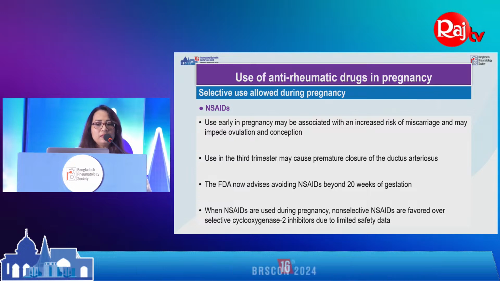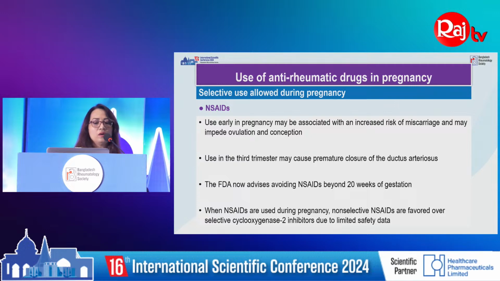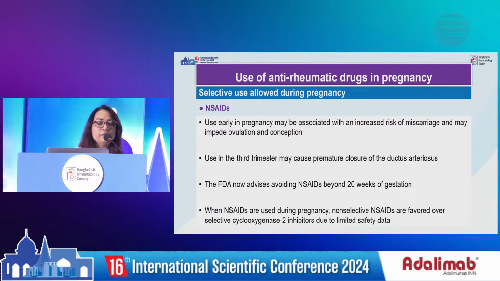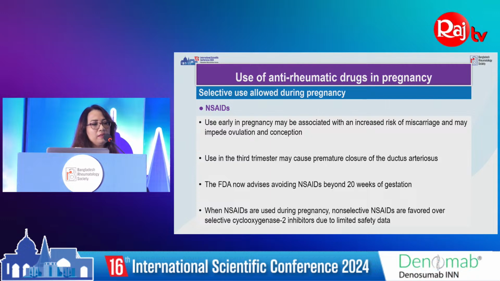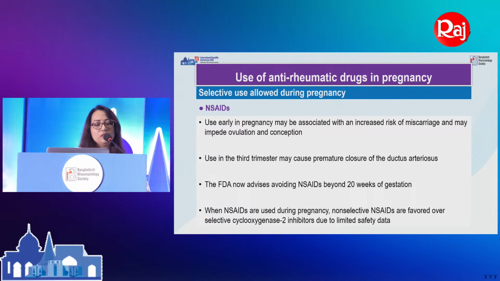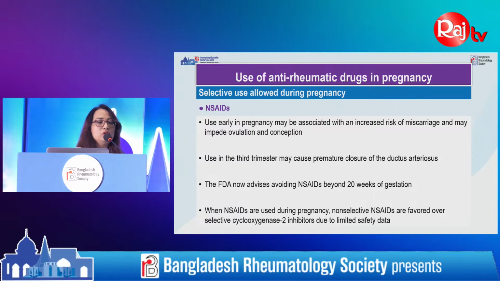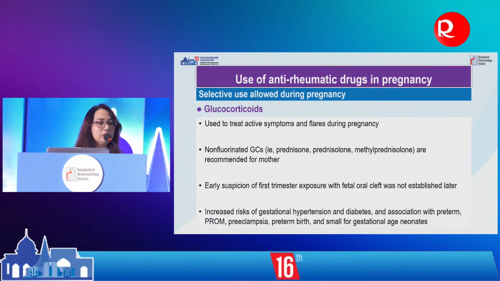Use in early pregnancy may be associated with increased risk of miscarriage and may impede ovulation and conception. And we all know third trimester use may cause premature closure of the ductus arteriosus. So we can use it in the second trimester up to 20 weeks. And for NSAIDs used during pregnancy, it is preferable to use the non-selective NSAIDs rather than COX-2 inhibitors.